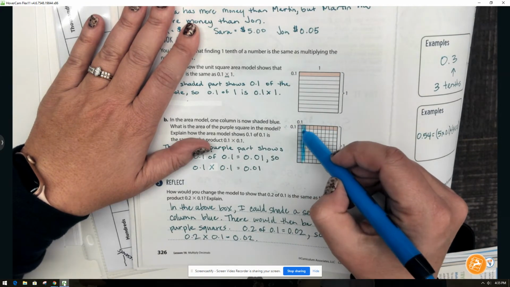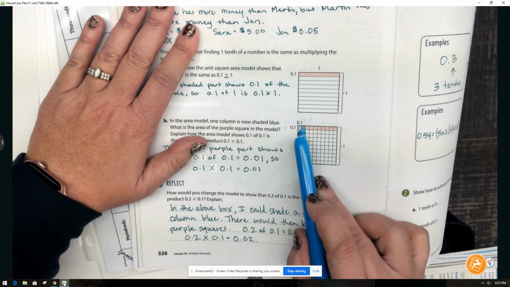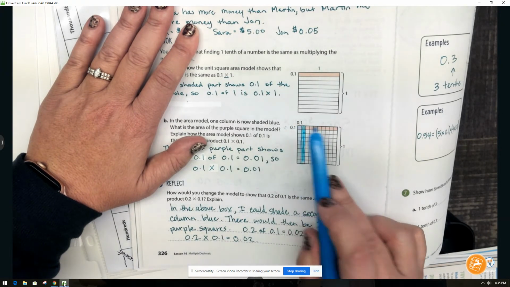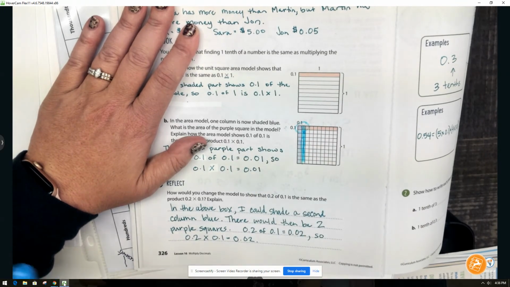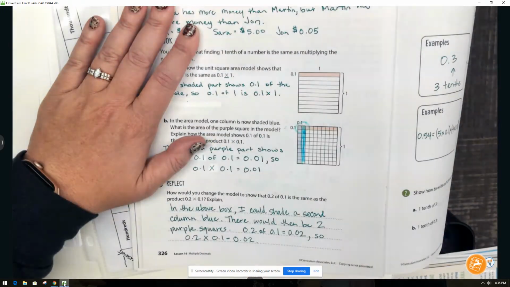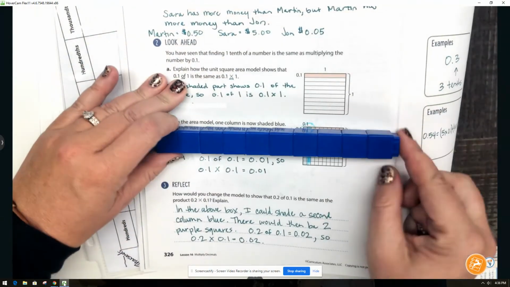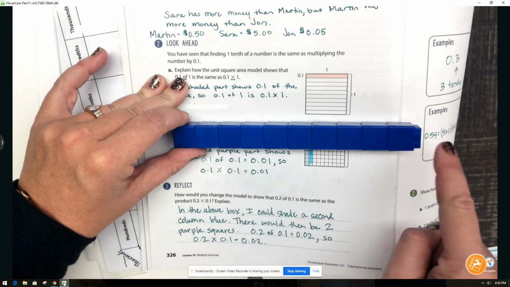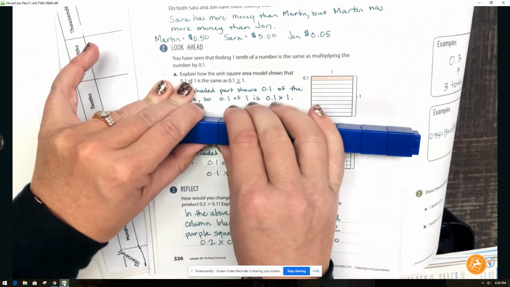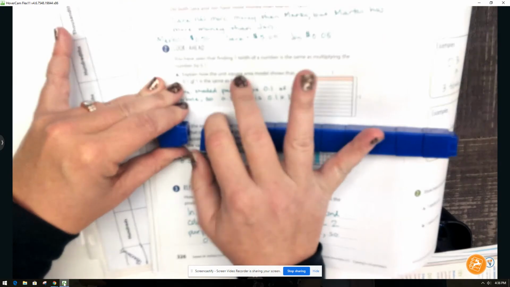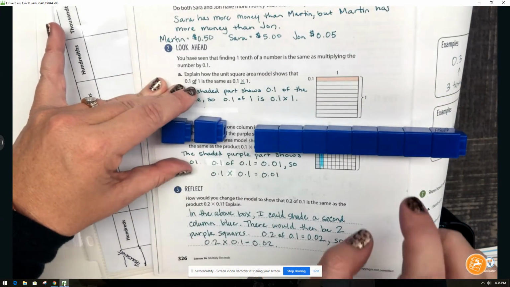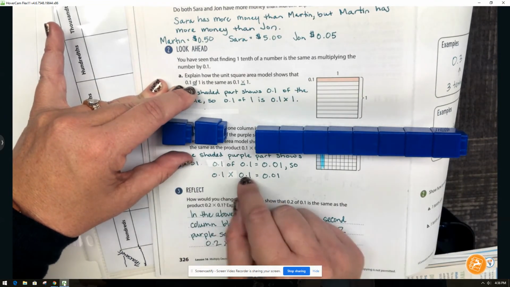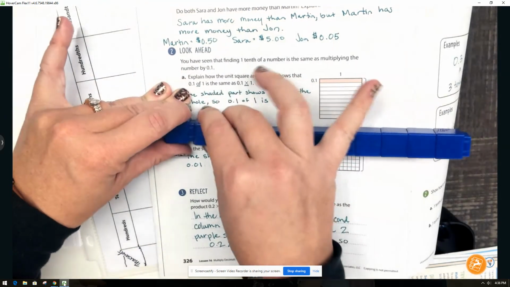So now I'm saying, okay, now I have 2/10 of 1/10, which gives us how many hundredths? 2 hundredths. If this is 1/10 and I want to know what is 2/10 of this tenth, I'm going to break off 2. And my answer is going to be 2 hundredths. A tenth times a tenth equals 100th.